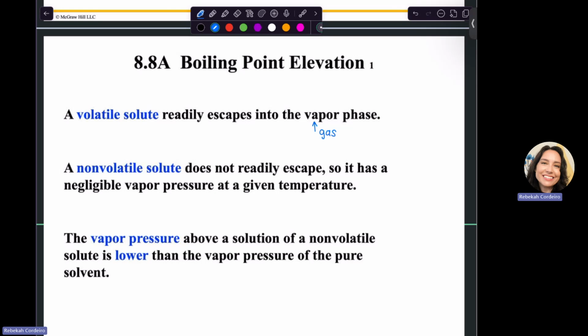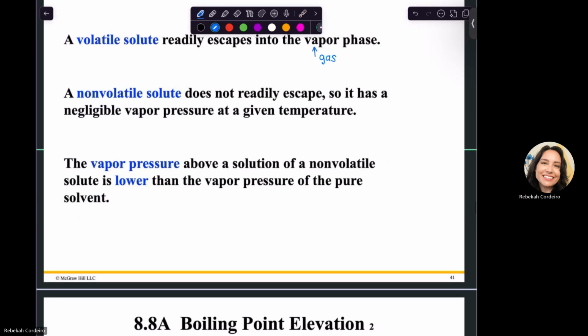Non-volatile solutes don't really escape, and so it doesn't have a vapor pressure. So we talked about vapor pressure before, but vapor pressure basically is how much pressure the gas version of a liquid has. So the easier it is to turn into a gas, the higher the vapor pressure. Volatile, high vapor pressure. Non-volatile, not really any vapor pressure at all because it's not turning into gas. So vapor pressure above the solution of a non-volatile solute is lower than the pure solvent.